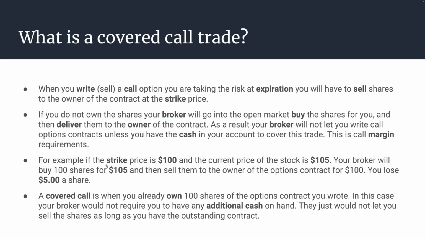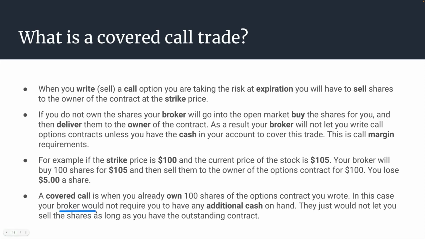For example, if the strike price is $100 and the current price of the stock is $105, your broker will buy 100 shares at $105 and then sell them to the options owner for $100. You'll lose $5 in that trade. A covered call trade is when you already own 100 shares of the options contract that you wrote.